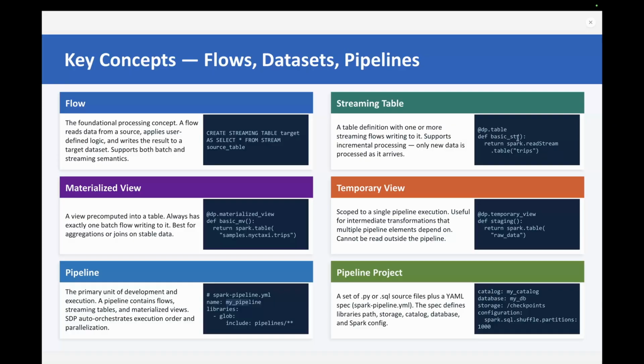Def basic_st, return spark.readStream.table. Here is a table reference. When it comes to temporary view, it is scoped to a single pipeline execution, useful for incremental transformations that multiple pipeline elements depend on, and it cannot be read outside the pipeline.